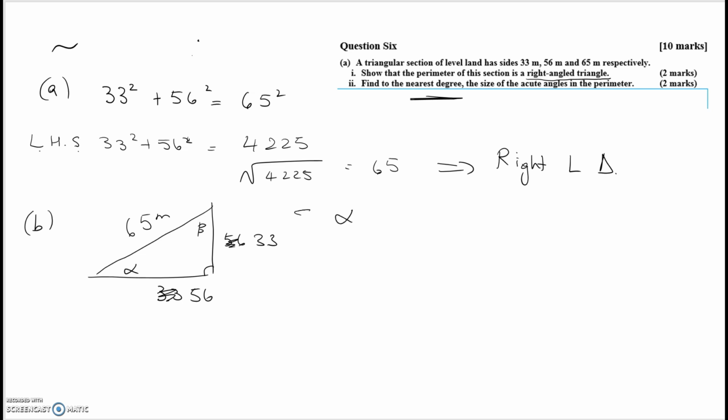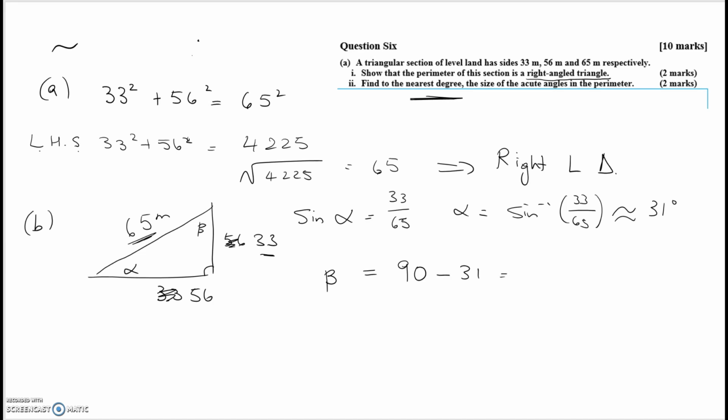so that the sine of alpha is going to be the opposite over the hypotenuse, then alpha is going to be the inverse sine of that. And it says to the nearest degree, so that would be 31 degrees. To find the other angle, you can either repeat the process or you can say that the other angle is simply 90 minus the first one.